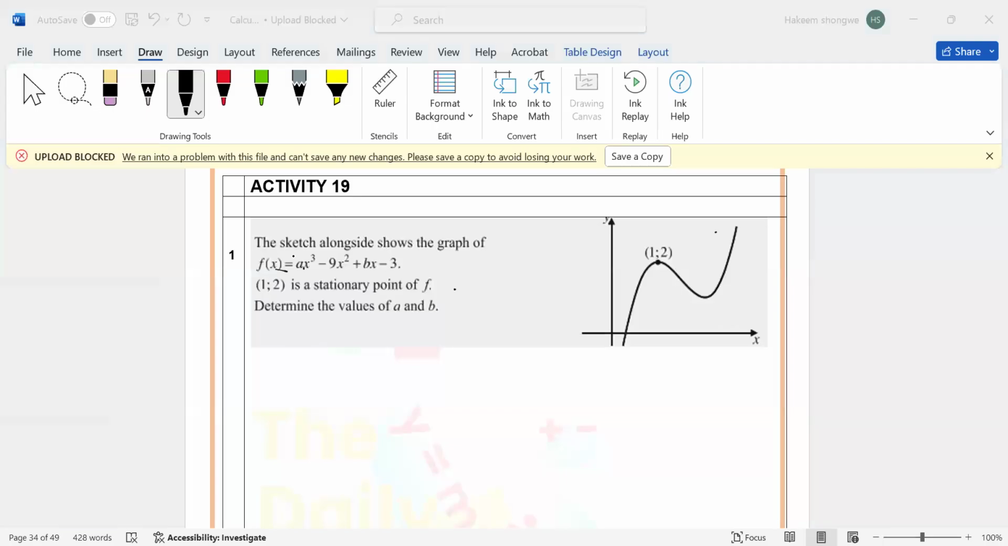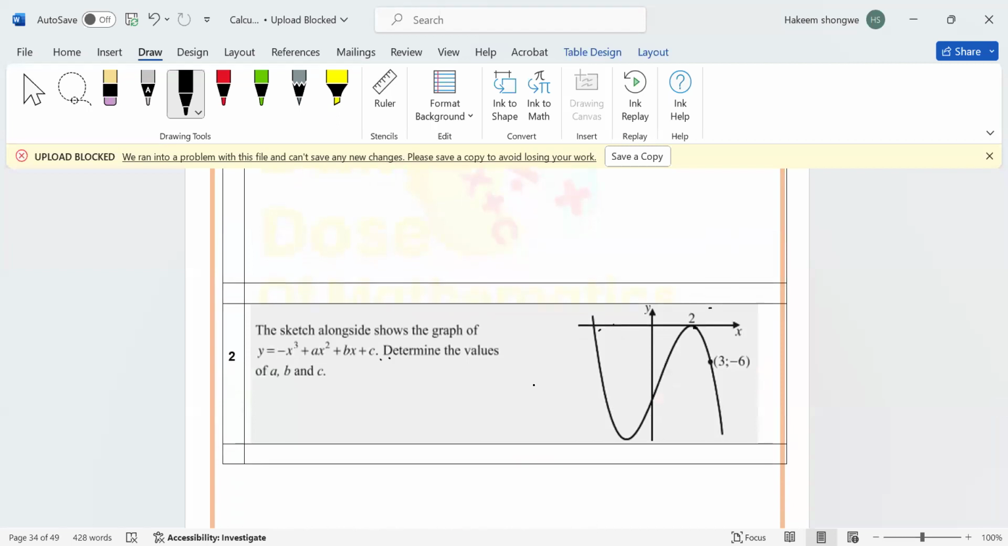A learner is given the sketch alongside, which shows the graph of f of x. The point that you are given is (1; 2), which is only a stationary point. Now, I want us to do these two questions concurrently so that you'll see the difference between the two. Look at this one here.